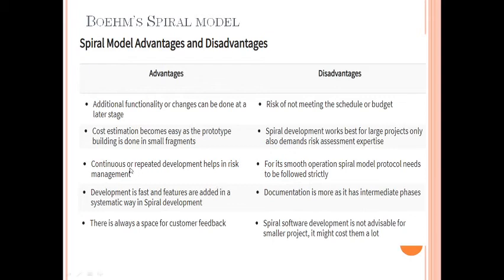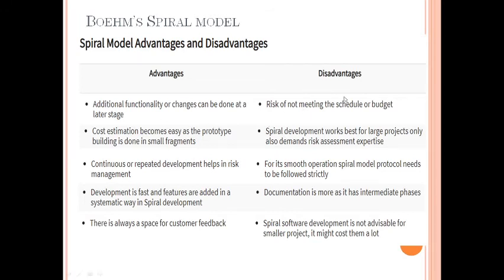Based on the requirement we can allocate the cost for that. Then continuous or repeated development helps in risk management. As different phases are executed, different risks are going to come, and we can easily manage them. Development is fast and features are added in a systematic way in spiral development, so new requirements can be added. There is always a space for customer feedback, in the sense the customer can give reviews, because the software will be handed to the customer. The customer may get some new requirements and send the feedback. So these are the advantages.